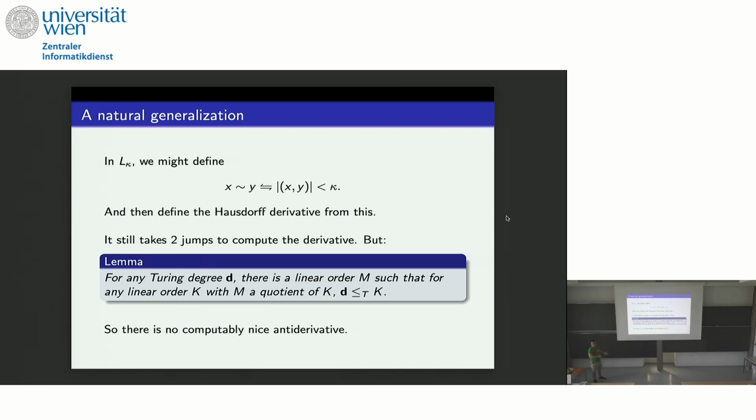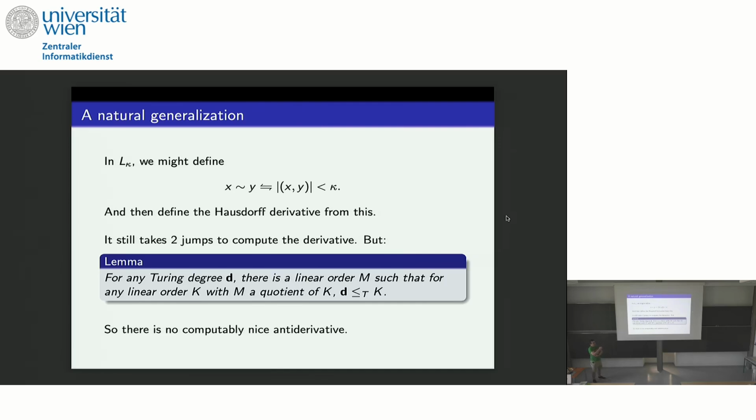I iterate in the exact same way, and then I get Hausdorff derivatives. And it still takes 2 jumps to compute the Hausdorff derivative. The problem is there's no antiderivative. Remember, the Hausdorff derivative is a quotient. So an antiderivative, we'd want, or there is an antiderivative, but it doesn't play nicely with computability. There's no antiderivative that plays nicely with computability.